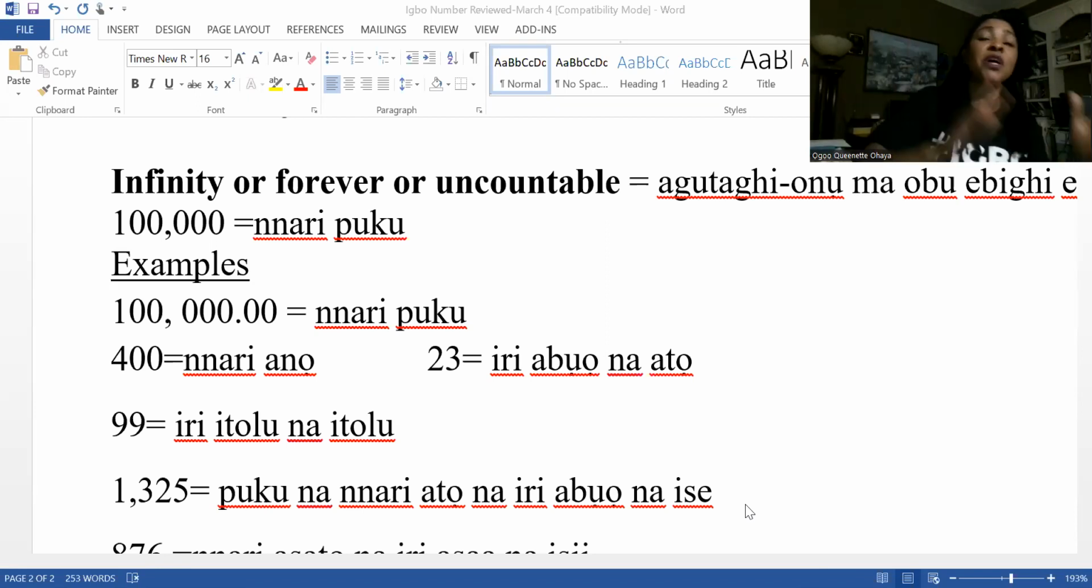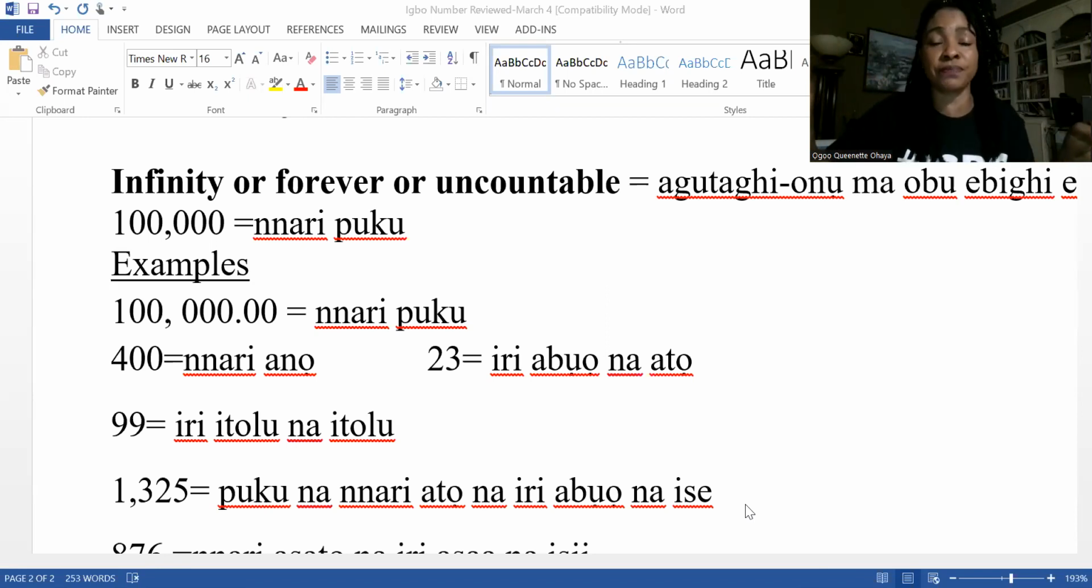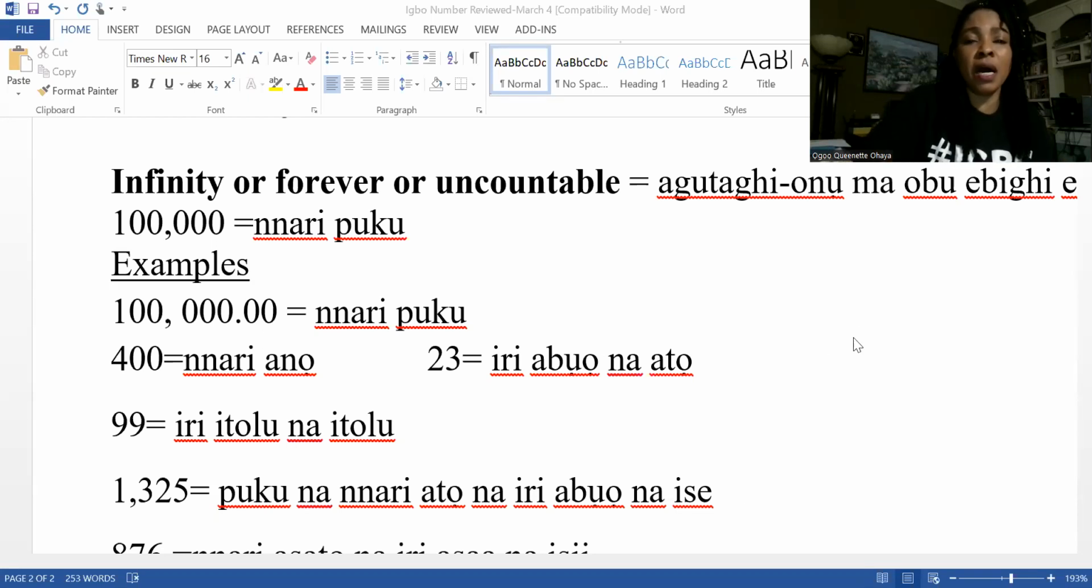Daalụ Chisom. Awesome. Don't forget that preposition. Nariato na iri asato na ise. So make sure you know your numbers. If you don't know 3, that's why you keep telling me 2 is 3. So you have to learn your numbers, at least 1 to 10 for now. And then when you finish, learn 1 to 20. Okay, Chisom? All right.